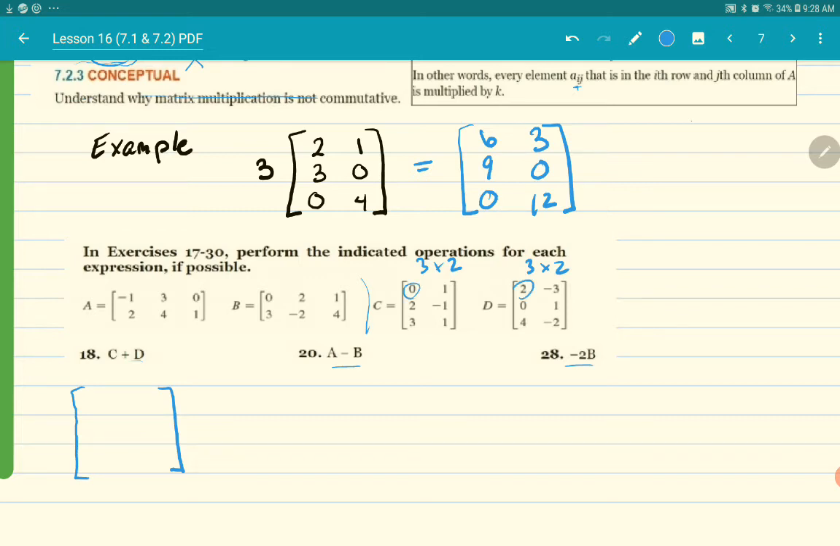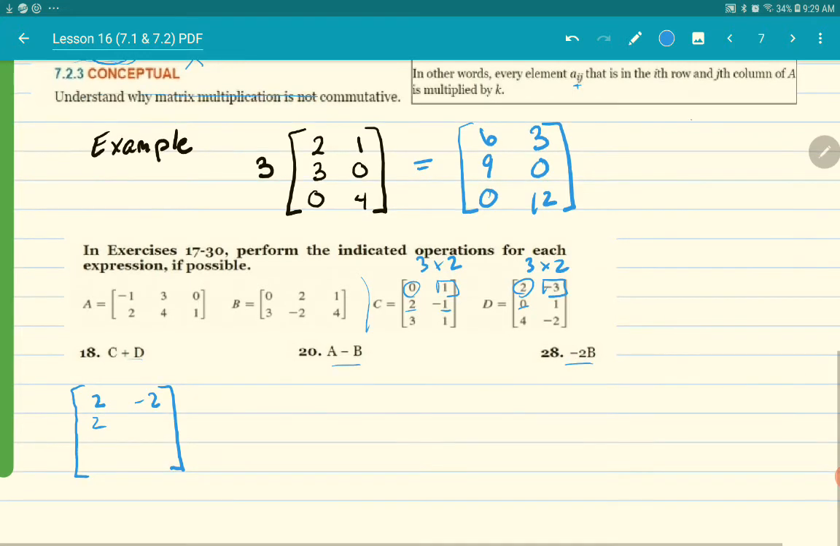And I add the corresponding elements. So 0 plus 2 gives me 2. And then 1 plus negative 3 gives me negative 2. And then the 2 and the 0 gives me 2. And the negative 1 and the positive 1 gives me a 0. A 3 and a 4 gives me 7. And a 1 and a negative 2 gives me a negative 1. So that's 18.